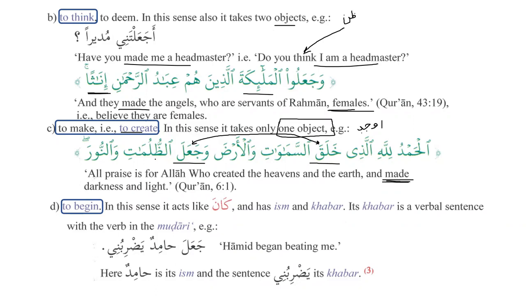One object, okay. Because dhulumat wa nur, this is waw al-atf. So why do we use it? To connect two nouns or two sentences or two verbs. So it's basically one, isn't it? So the object is one.